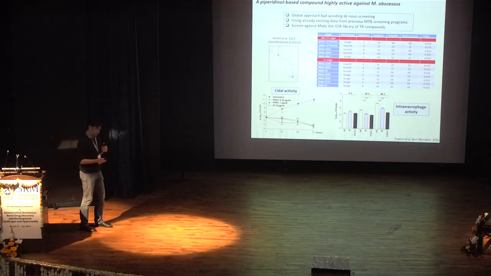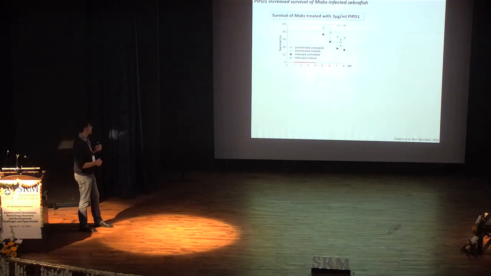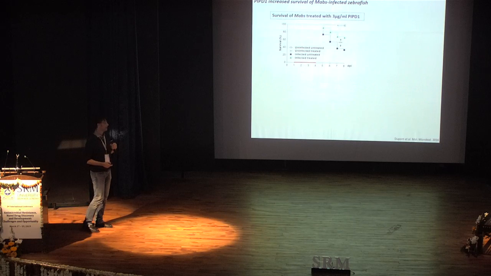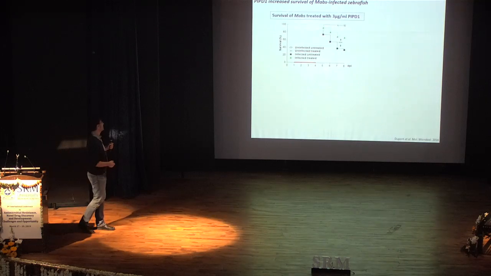So this is why we tried to develop a new model of infection, and we developed the zebrafish model of infection. And these are basically the kind of results you can obtain in zebrafish. When we infect the embryos with the rough morphotype of M. abscessus, you can see there's a rapid killing of the embryos, roughly 70% or 80% of killing in 8 days. This is the untreated control, and treated with PIBD1, there's an increase in the survival of the treated embryos.